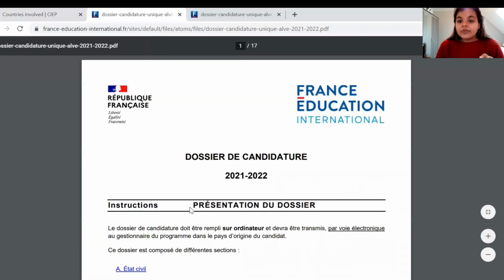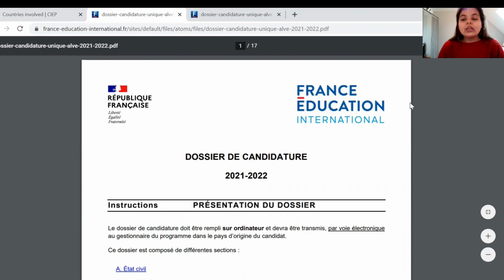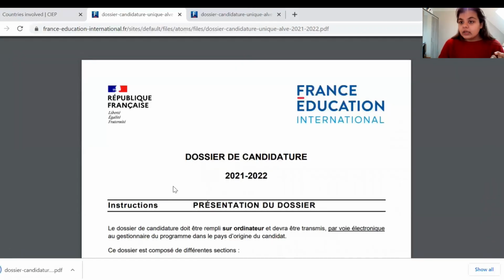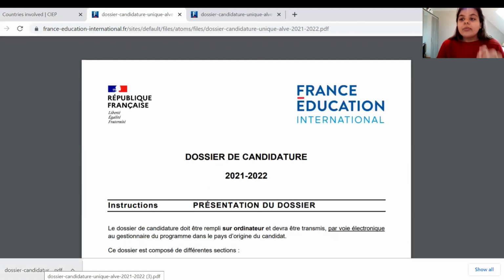Once you click on the form, before doing anything else, you just download the form. I'll tell you why. You download the form and you should have Adobe Reader with you, the latest version of Adobe Reader, because that is the application which is going to help you fill in or attach all your documents. So first thing is to download your form on your computer and then you should have Adobe Reader.